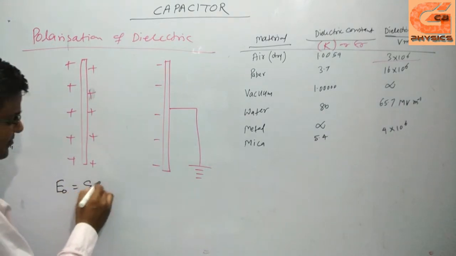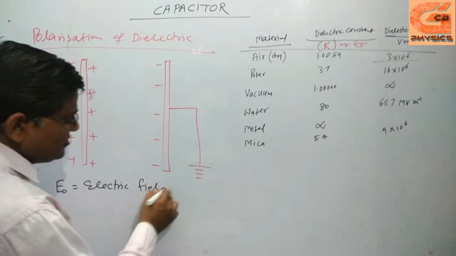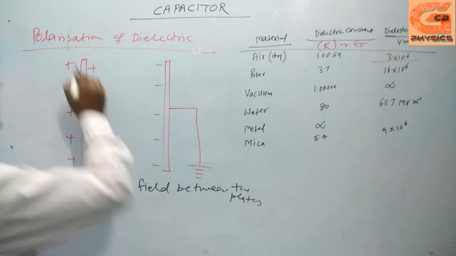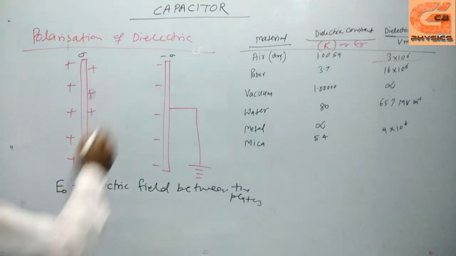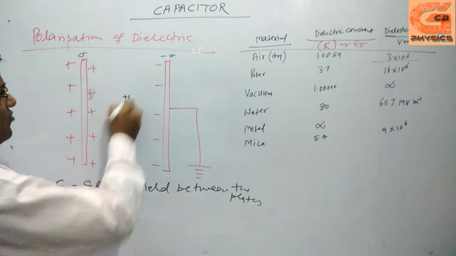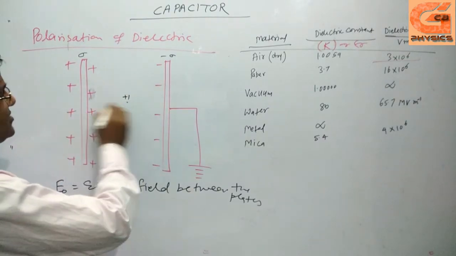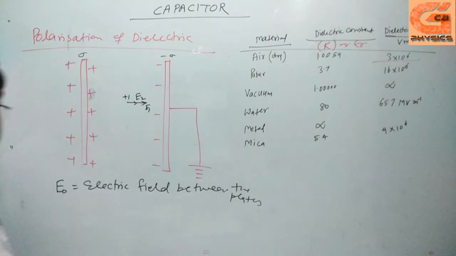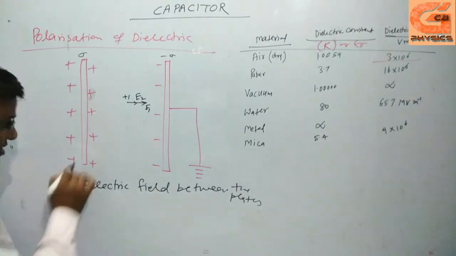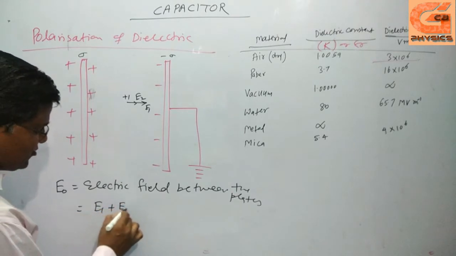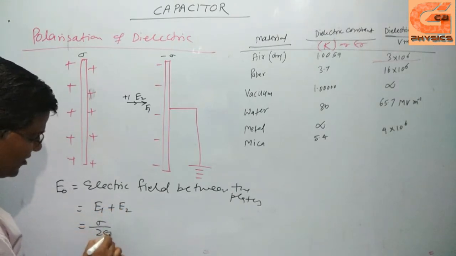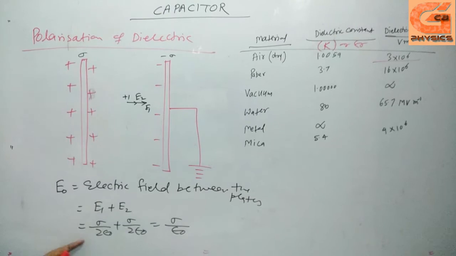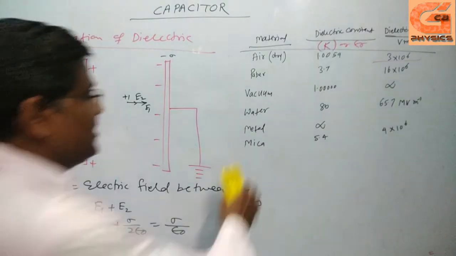E naught is the electric field between the plates. Suppose that this is sigma and this is minus sigma, and here is the point we want to find. Then a plus one charge unit is put here, and this is the repulsive force in this direction, E1, and also in this direction, E2. Then the total electric field is E1 plus E2, which is sigma by 2 epsilon naught plus sigma by 2 epsilon naught, which becomes sigma by epsilon naught. This is the electric field between the two plates.